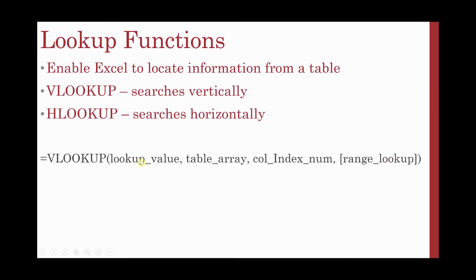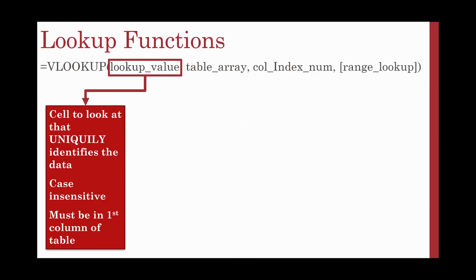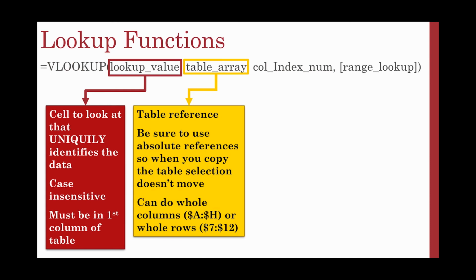So the lookup value is the value you are looking up. The table array is where you are looking it up. The column index is what column you want information from, based on the value that you looked up. Again, the lookup value is the cell to look at that uniquely identifies the data. It's case sensitive and it must be in the first column of your table. The table array is the reference table. Be sure to use absolute references when you copy the table selection so it doesn't move. You can do whole columns or you can do whole rows.